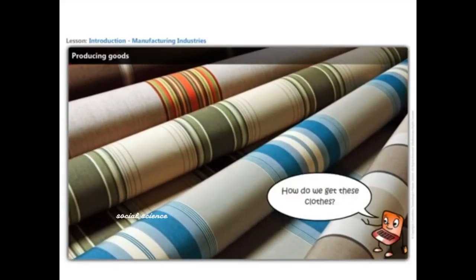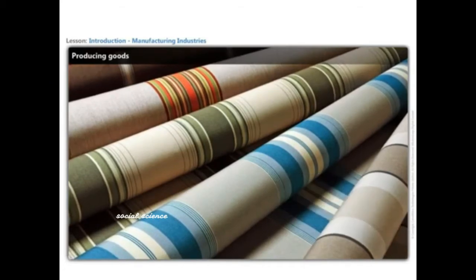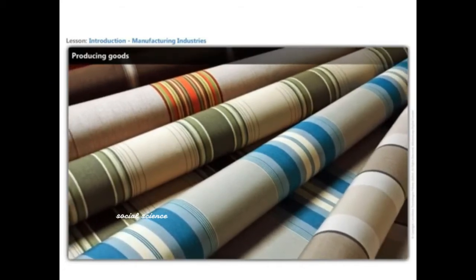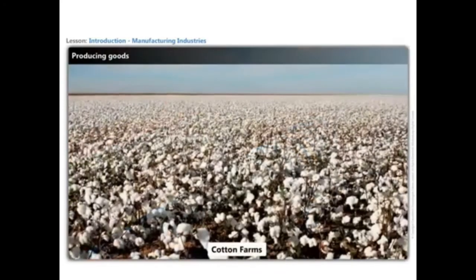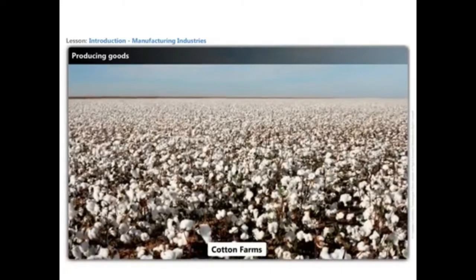How do we get these clothes? Though various processes are involved in making these clothes, the main steps can be summarized as follows. Raw cotton is produced in the cotton farms.